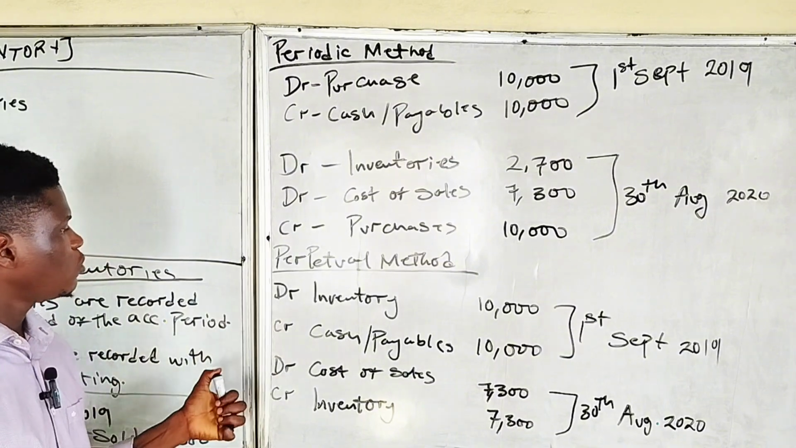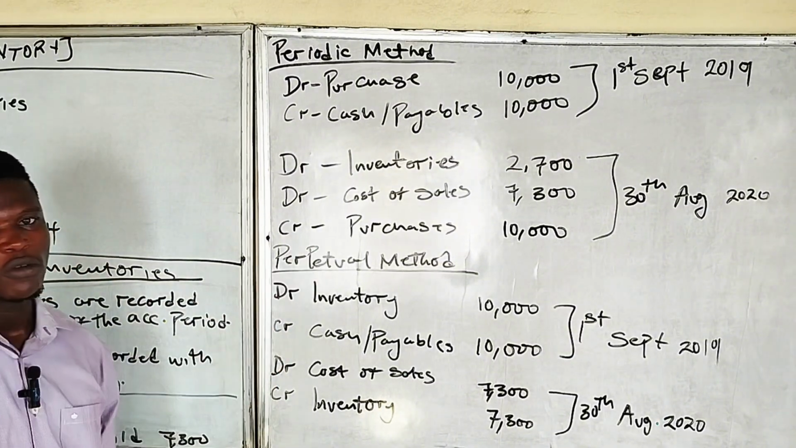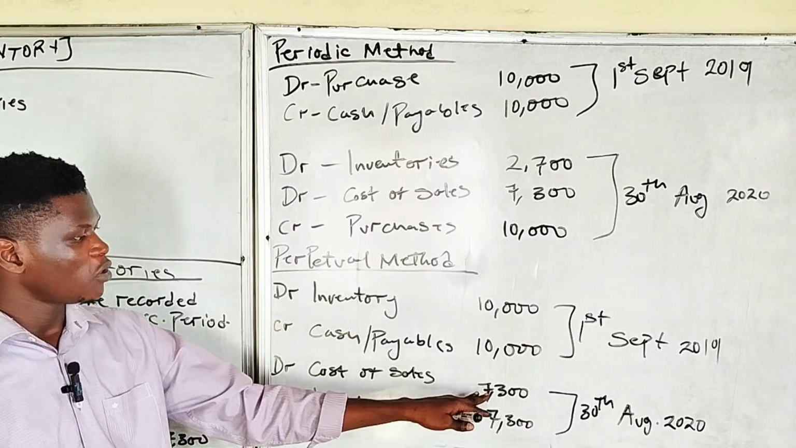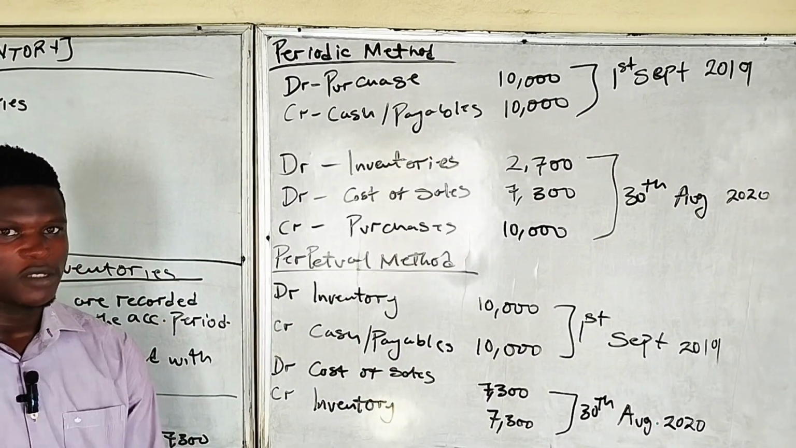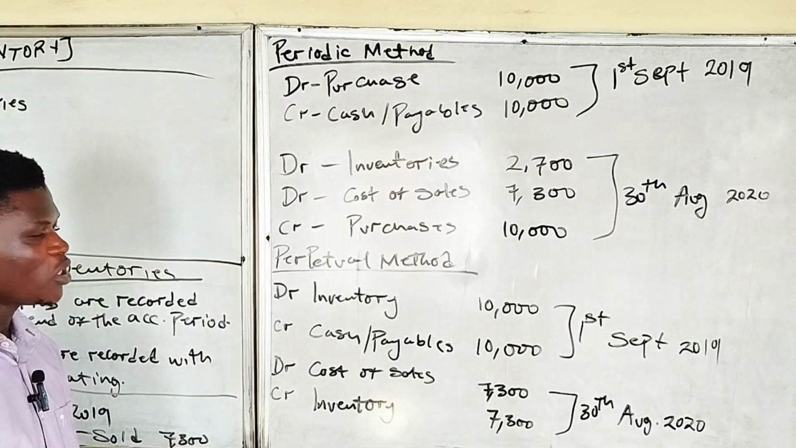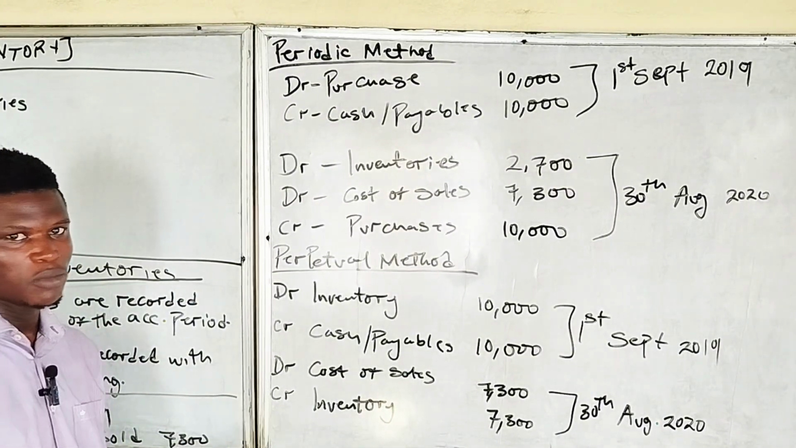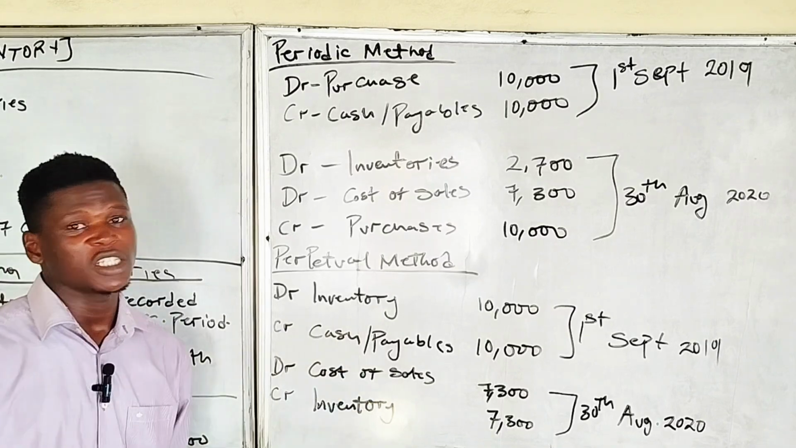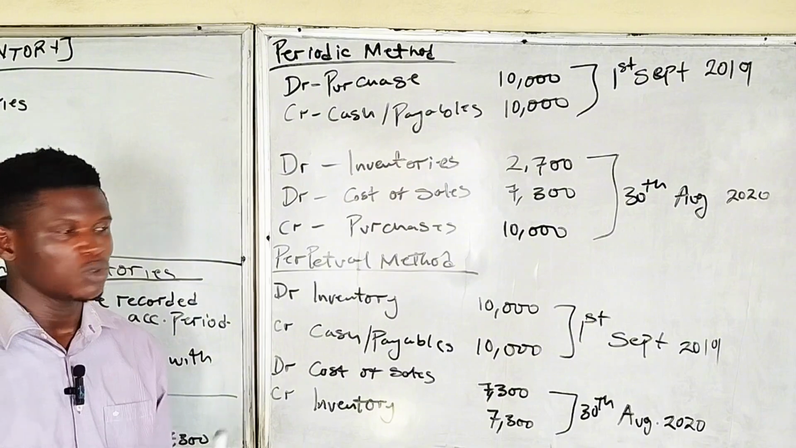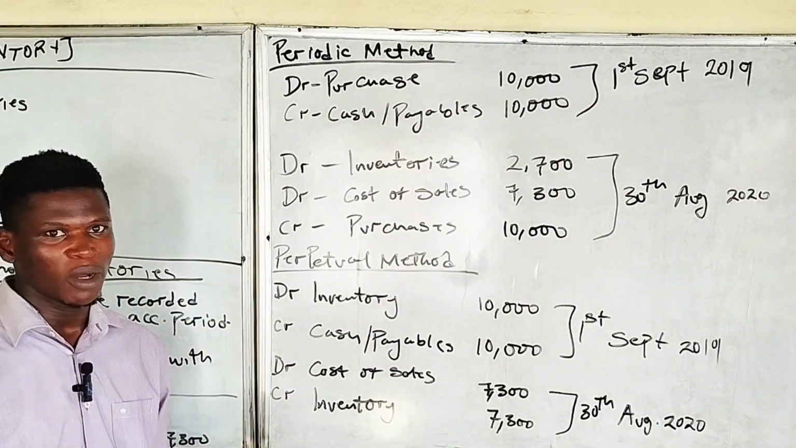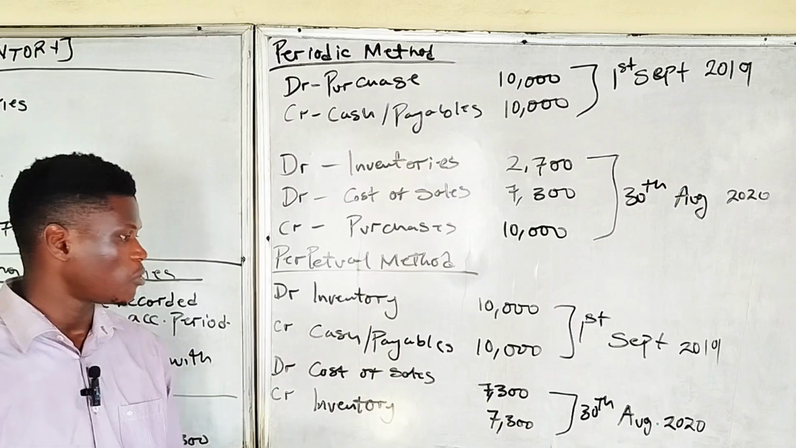So I believe this is understood. What if we sold some of these goods worth 7,300 for 8,000? We'll have to recognize sales, which is revenue. We'll credit revenue and debit cash, or we'll debit receivables, as the case may be. Debiting cash means we are receiving cash. Debiting receivables means we sold to them on credit. So receivables are the amount of goods sold to customers on credit, the amount we're expecting from our customers.